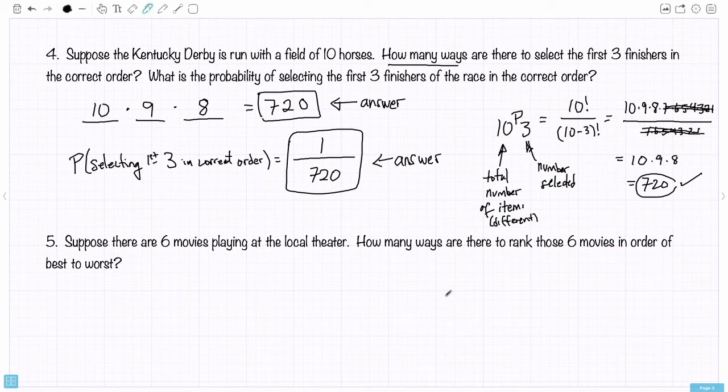Okay, let's look at number 5. Suppose there are 6 movies playing at the local theater. How many ways are there to rank those 6 movies in order of best to worst?